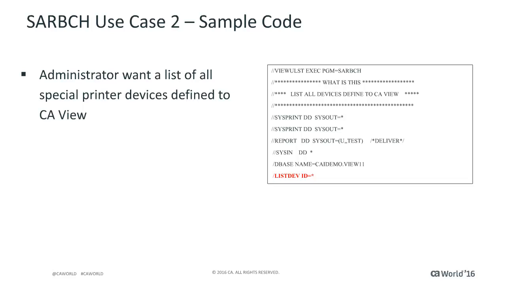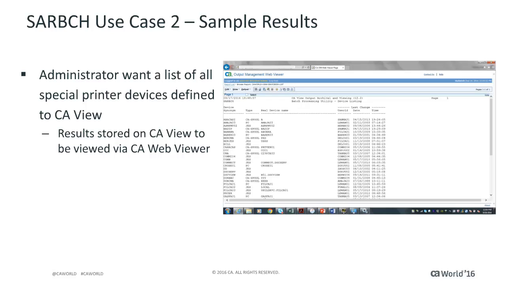In this example, we're using a SARBCH program to give us a report of any special printers that were defined to CA View for special business processing. So here's the code for leveraging that, and we created a report out of that as well. So as you can see, we ran this special report. We stored it out on CA View for online viewing and for long-term storage for future reference. Real simple, real easy to use.